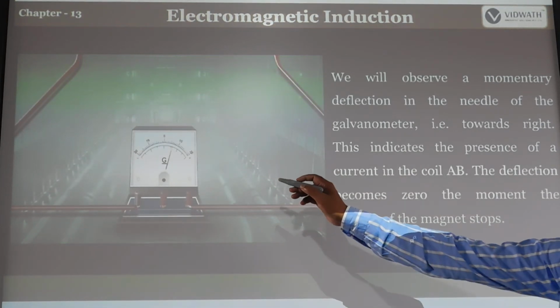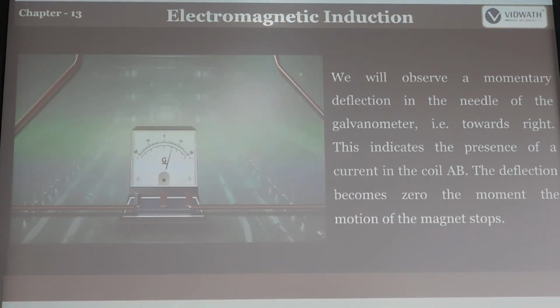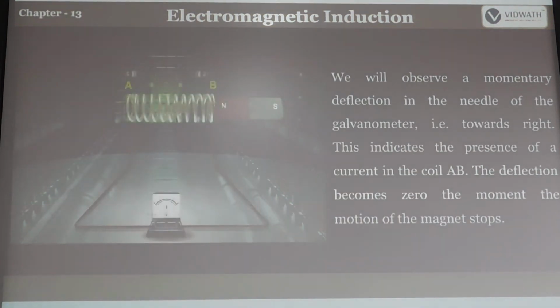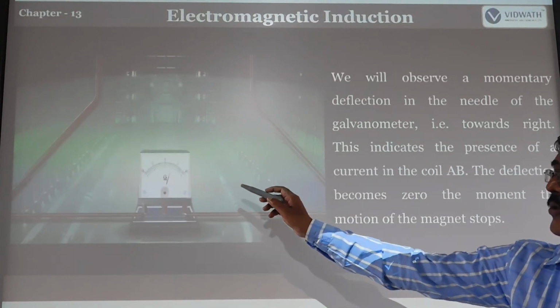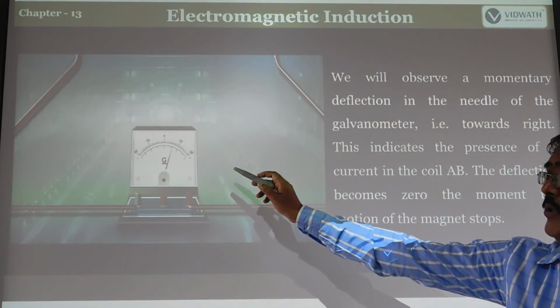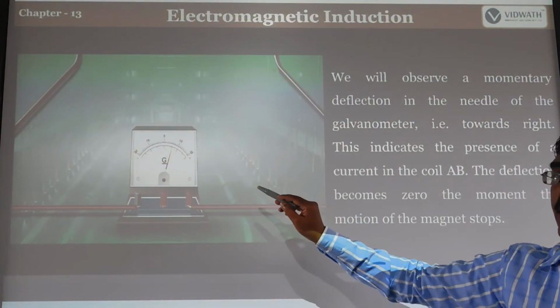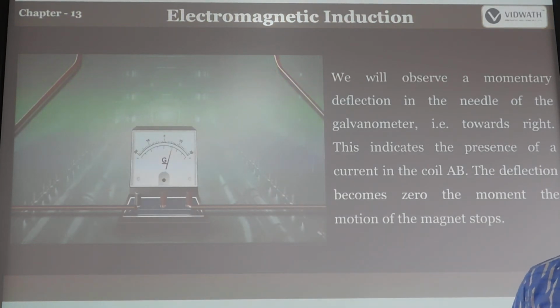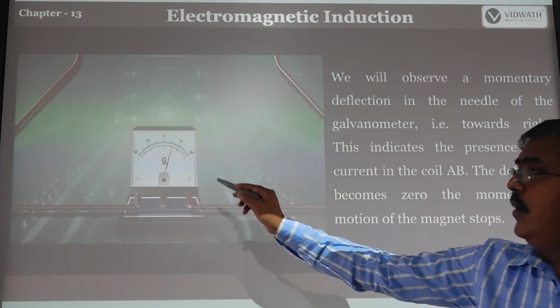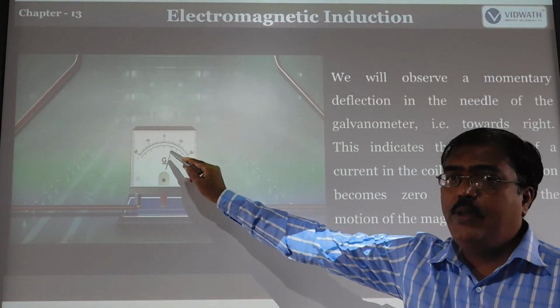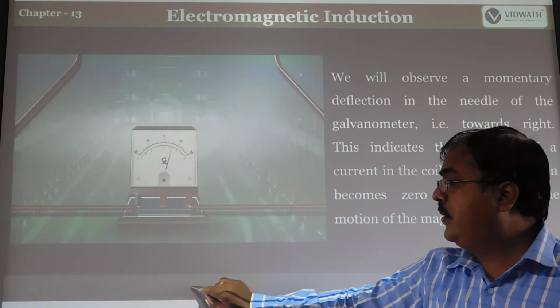We observe that the galvanometer is deflected. We observe a momentary deflection of the needle of the galvanometer towards the right, which indicates the presence of current in the coil AB. When the deflection is to the right side, the current is also flowing in the right direction. The deflection becomes zero the moment the motion of the magnet stops. When the galvanometer shows zero, no current is passing through it.